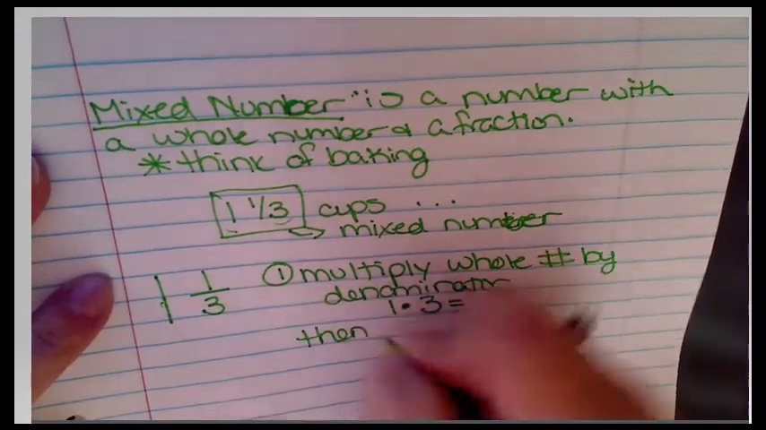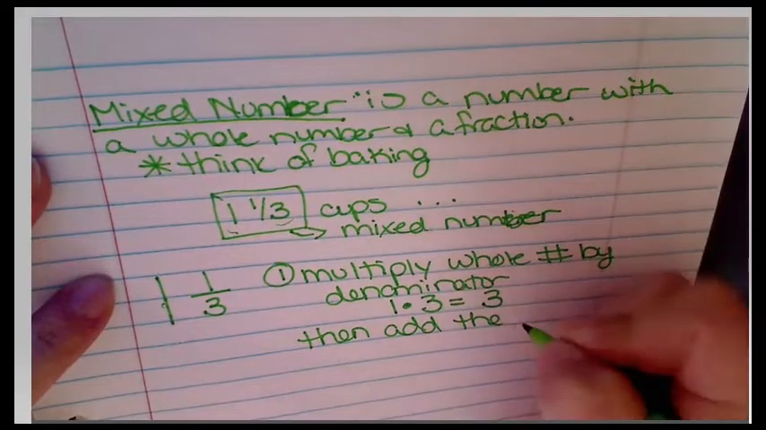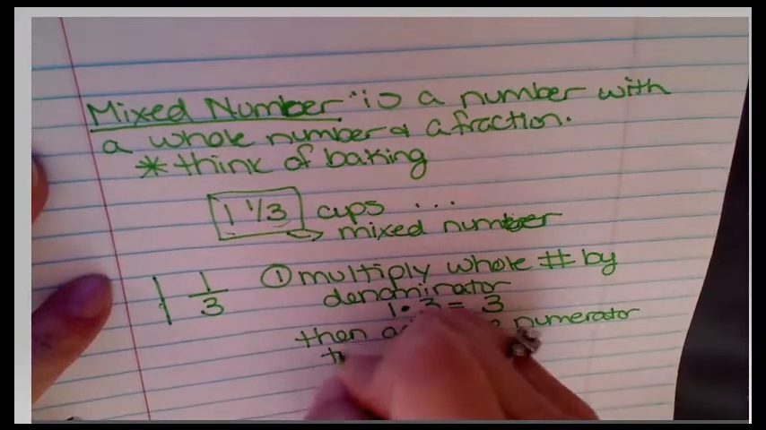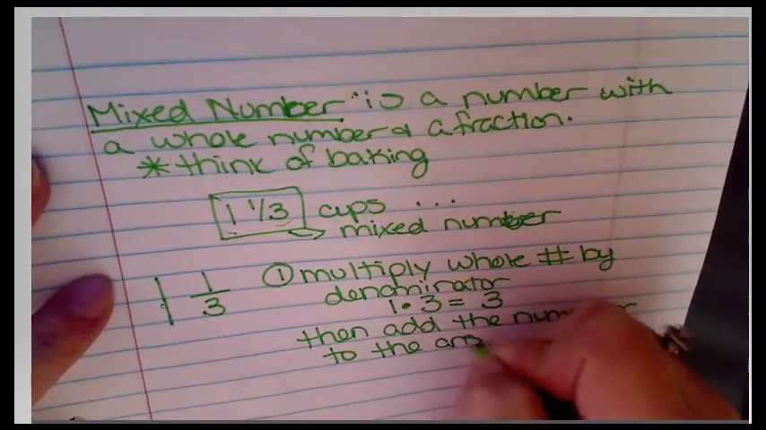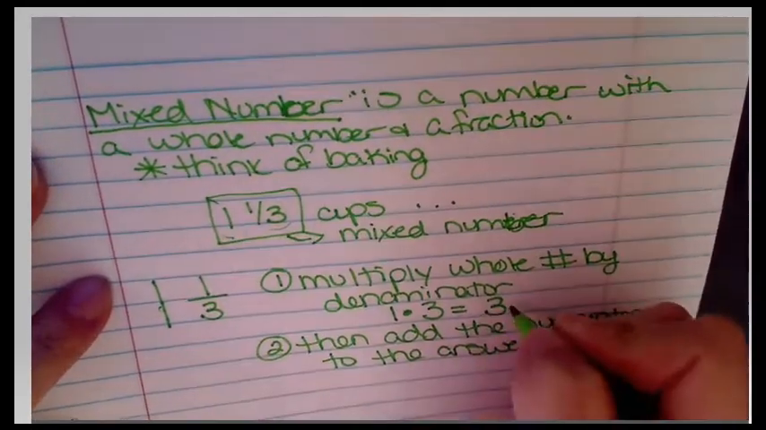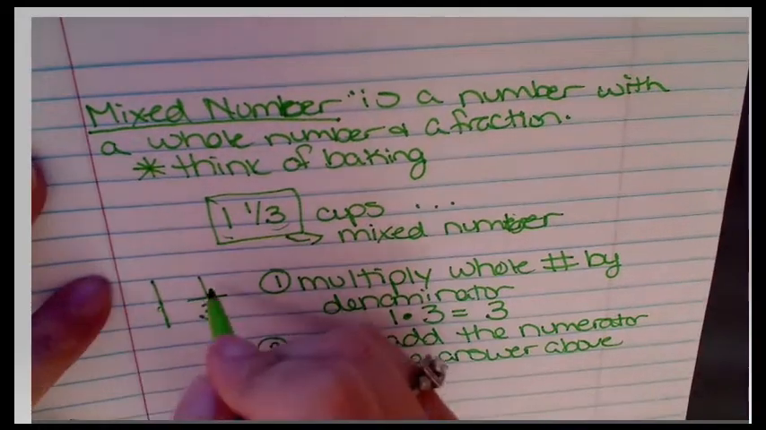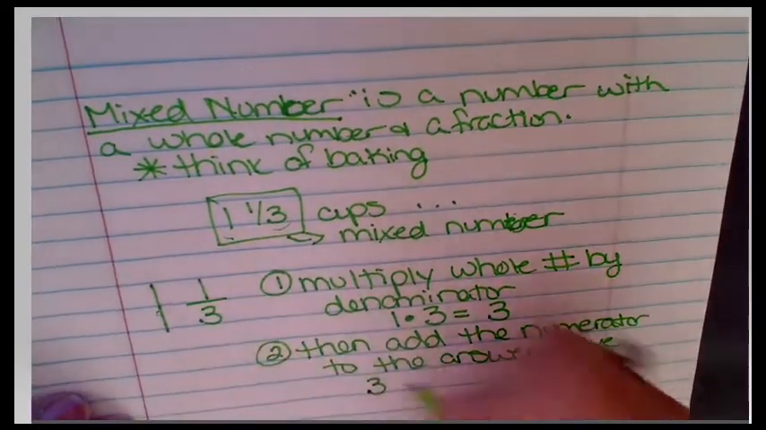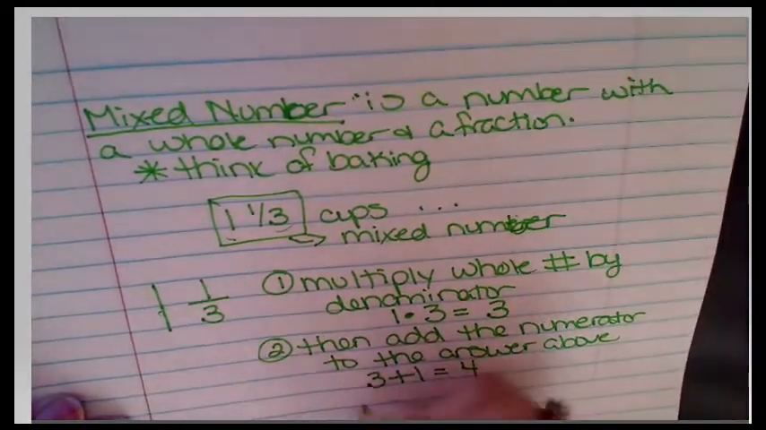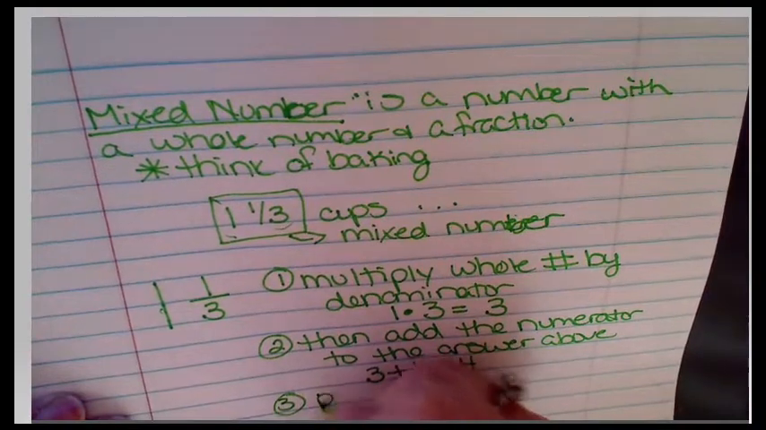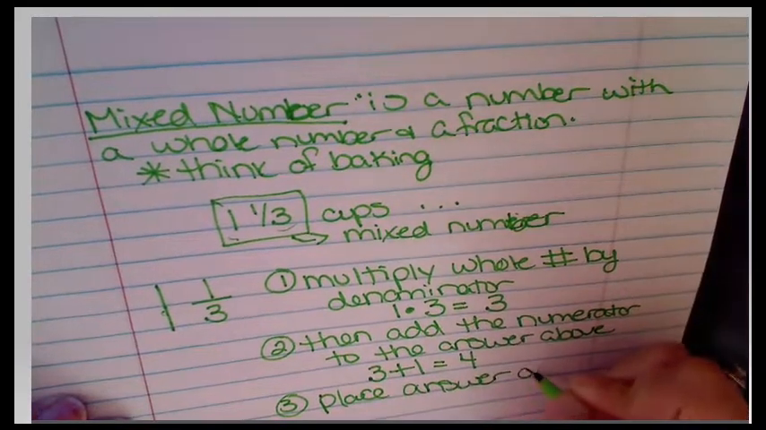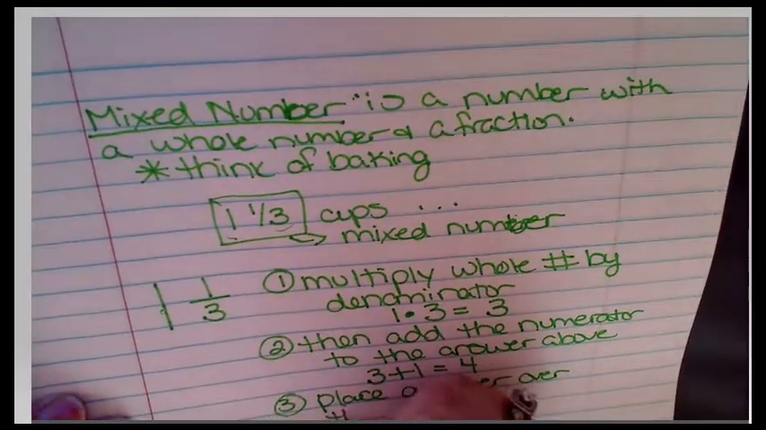Then add the numerator, which is the top number, to the answer above. So we got 3 up here. Now we have to look. Our numerator is 1, so we're going to add 1 to the answer we got, which will give us 4. So step 3, place answer over the denominator.